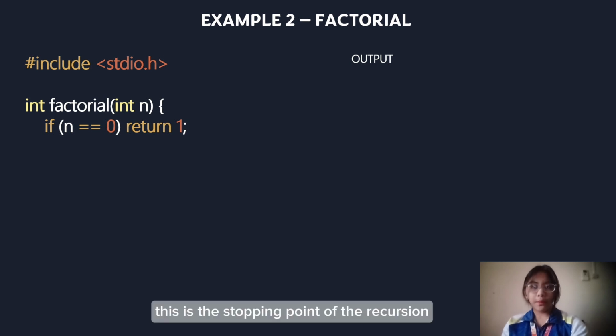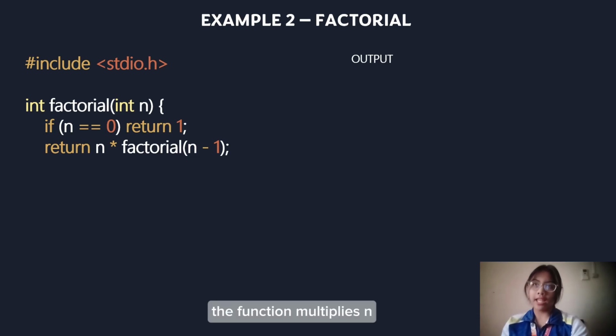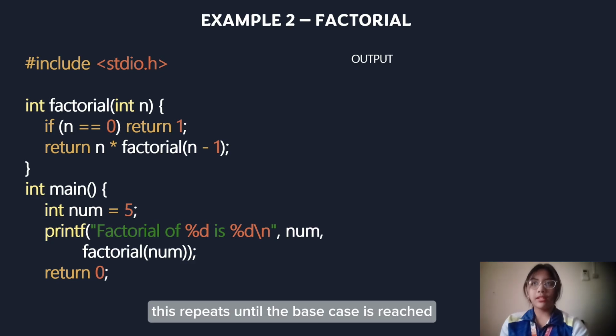This is the stopping point of the recursion. This is the recursive case. The function multiplies n with the factorial of n minus 1. This repeats until the base case is reached.